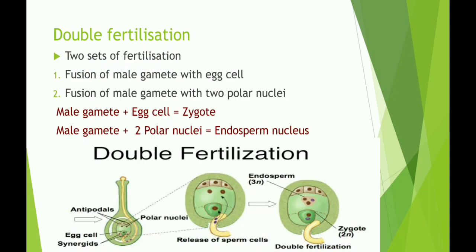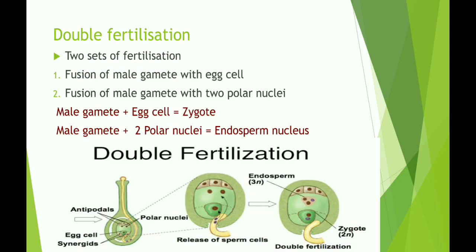And now let us find out about double fertilization. So what is double fertilization? It means there are two sets of fertilization. As you know, two fertilizations take place simultaneously in the embryo sac. The first one with the egg cell, and the second sperm nucleus fuses with the polar nuclei. Polar nuclei, where are they present? They are present at the center, in a large central cell. So when two fusions take place, we can say it is double fertilization.